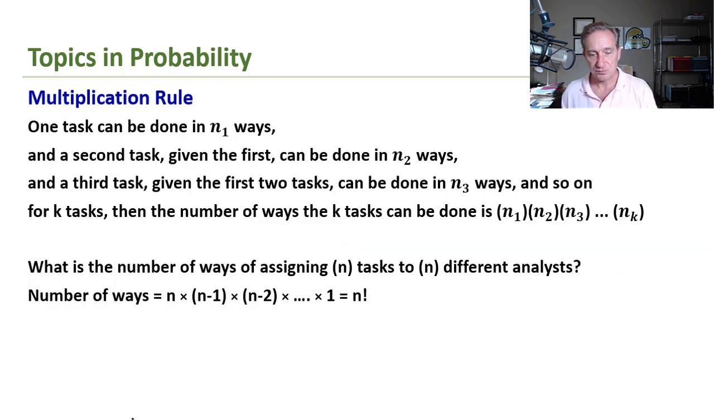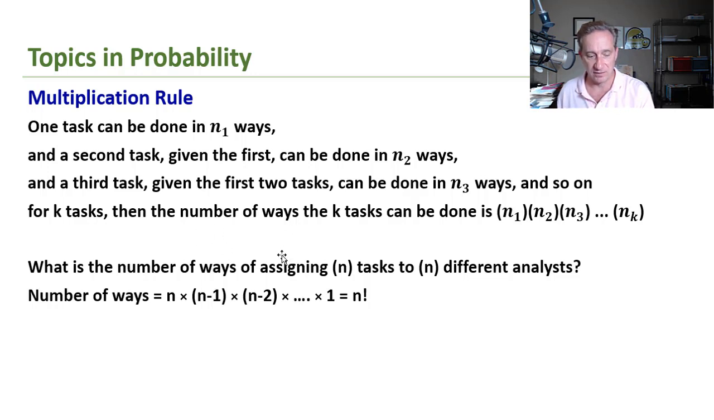So then finally, quickly, in terms of some topics, multiplication rule. If we assume that one task can be done in n sub 1 number of ways, and a second task, given the first, can be done in n sub 2 number of ways, and a third task, given the first two tasks, can be done in n sub 3 different ways, for a k number of tasks, then the number of ways the k tasks can be done is by simply multiplying those n together.